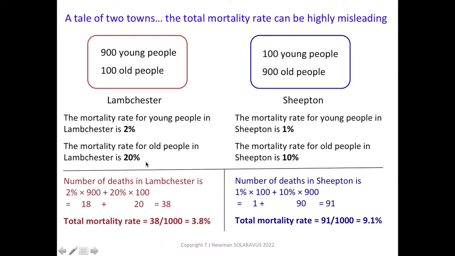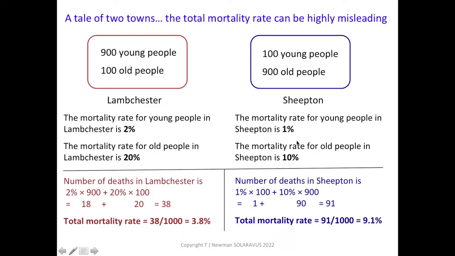death. However, if we were to calculate the total mortality rates for these two towns, you might have a different impression. So let's see, in Lamchester, the number of deaths in a year would be 2% of the number of young people, so 2% of 900, and 20% of the old people, 20% of 100. So we have 18 deaths in the young population, 20 deaths in the old population, leading to 38 in total. So the crude mortality rate is the number of deaths divided by the population, and that would be 38 divided by 1,000, which we could say is 3.8%.